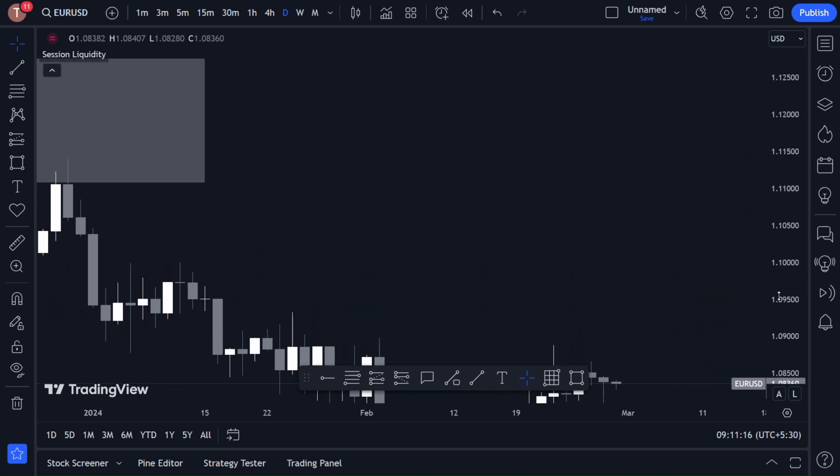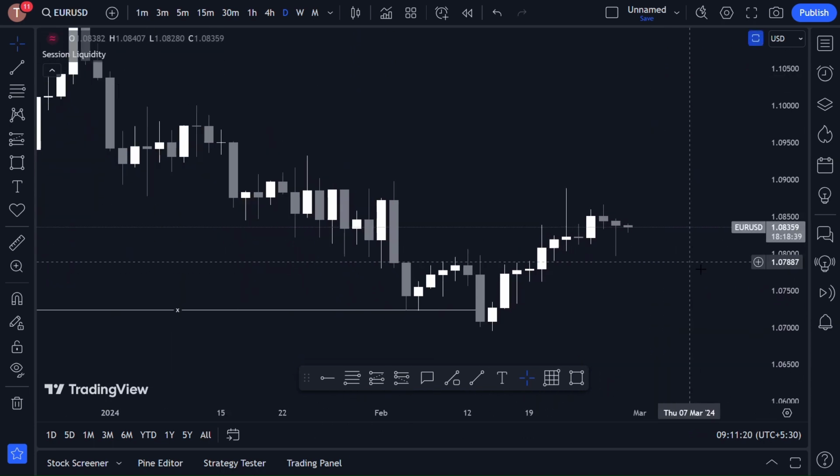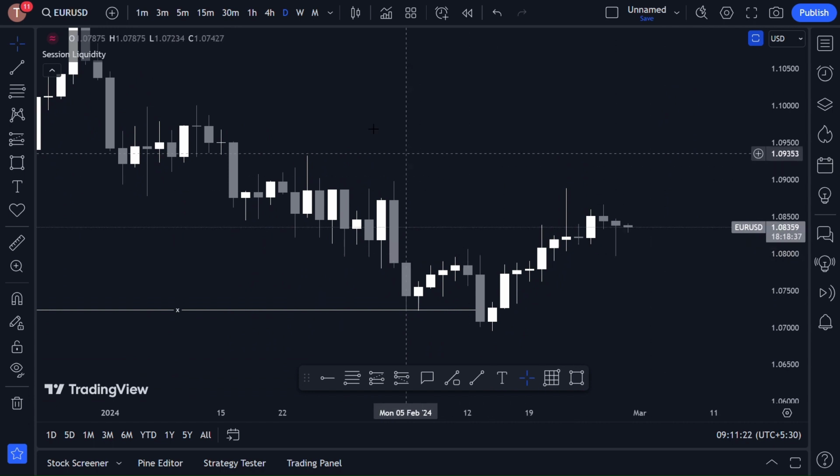So this is the daily chart, and the price action is quite messy right here. So I'll prefer to move into the 4 hours.